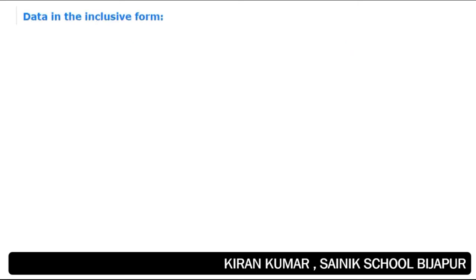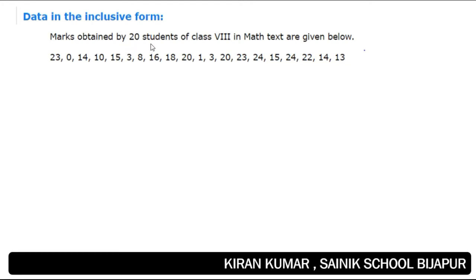In the inclusive type, it is slightly different. For that, I'll take an example. Let the marks obtained by 20 students of class 8 in a test be 23, 0, 14, 10, 15, 3, 8, 16, 18, 21, 3, 20, 23, 24, 15, 24, 22, 14 and 13. These are 20 different marks.